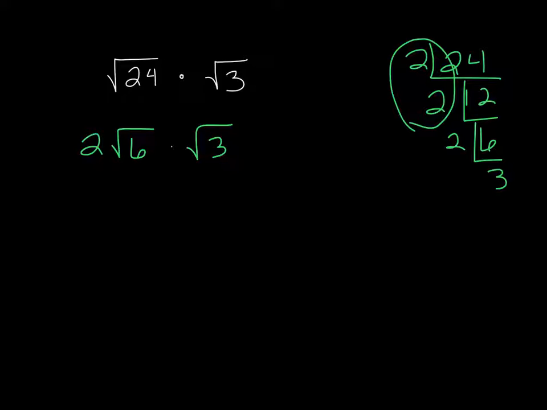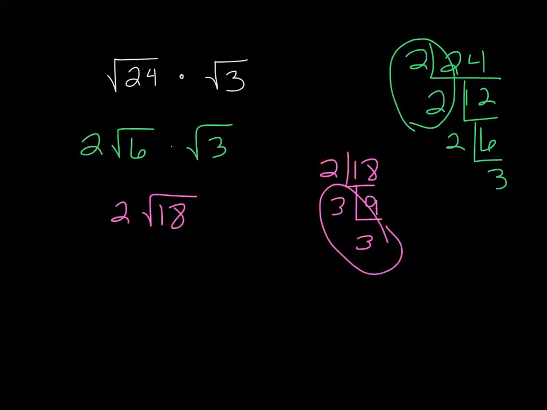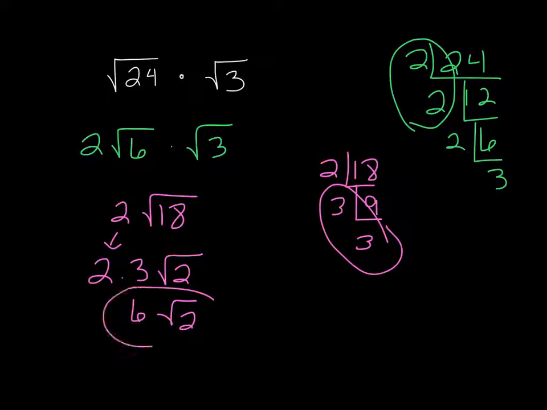Now, unlike adding and subtracting, you do not need like terms to be able to multiply. You can multiply any radicals. So 6 times 3 is 18. We just did 18 on the last problem, but let's do it again. 2 times 9, 3 times 3. So we need to pull out a 3, but there's already a 2 out here. So don't forget to multiply by the 2 that was already outside. That gives you 6 radical 2.